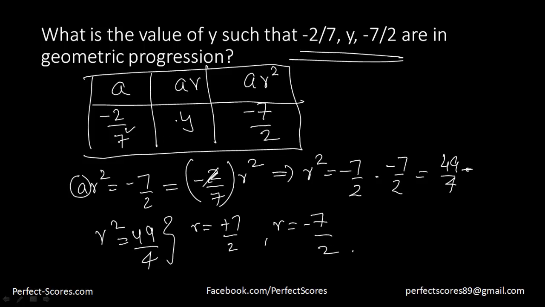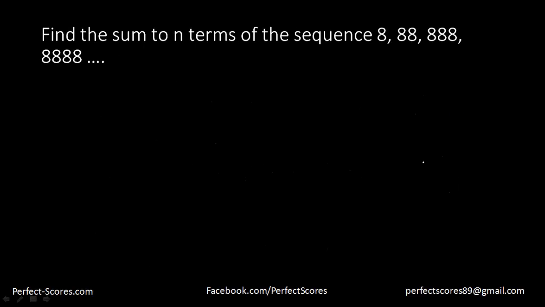So if r is positive 7 by 2, then the value of y would be equal to negative 1. And if r is negative 7 by 2, then the value of y is going to be equal to 1. Right? So the value of y is going to be positive or negative 1. So I suppose you're understanding what I'm trying to say here, guys. Let's go ahead and do the next question.